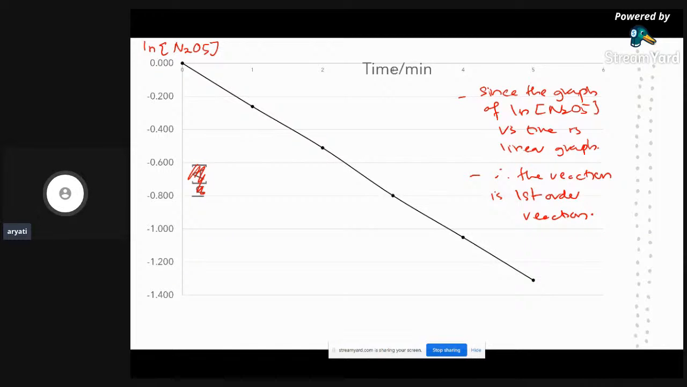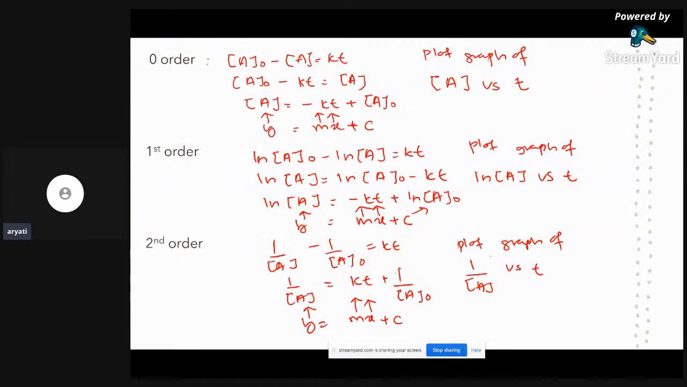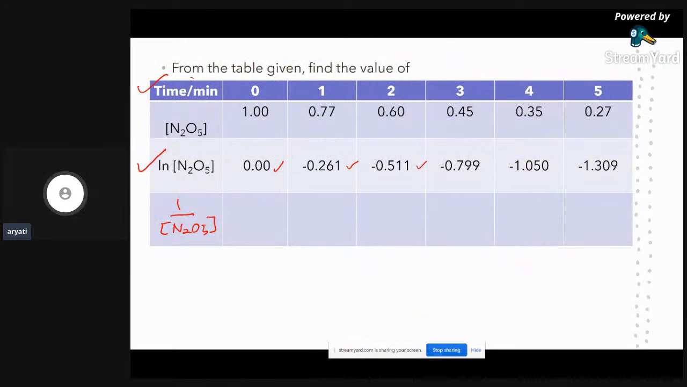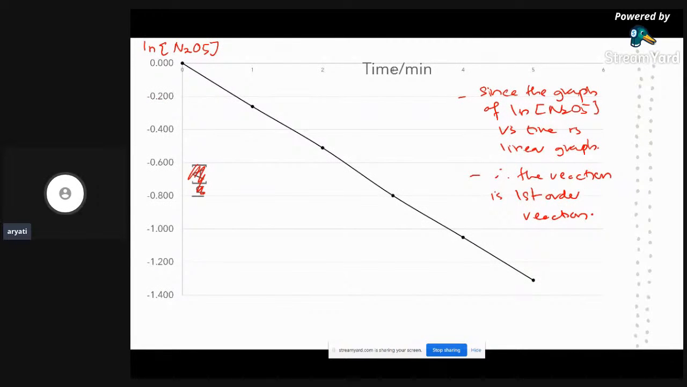Okay, so let's katakan kamu lukis graph ln N2O5 versus time pun kamu tak dapat linear graph, kamu kena cuba graph yang ketiga, iaitu graph 1 over A versus time. So maksudnya kat sini kamu kena cari data 1 over concentration of N2O5, kemudian plotkan graph 1 over N2O5 versus time. Kalau kamu dapat linear graph, so itu ialah second order.